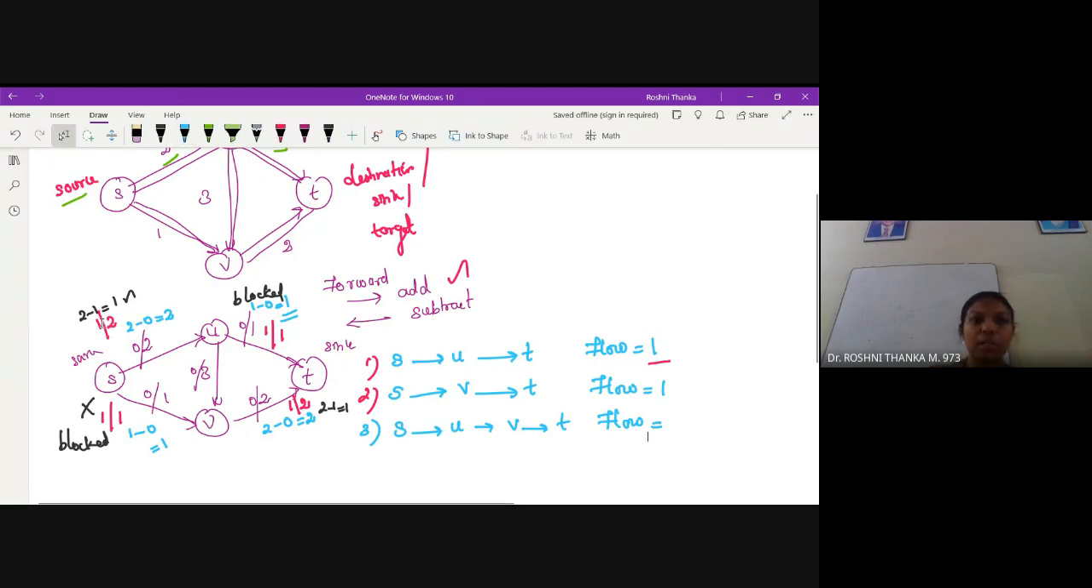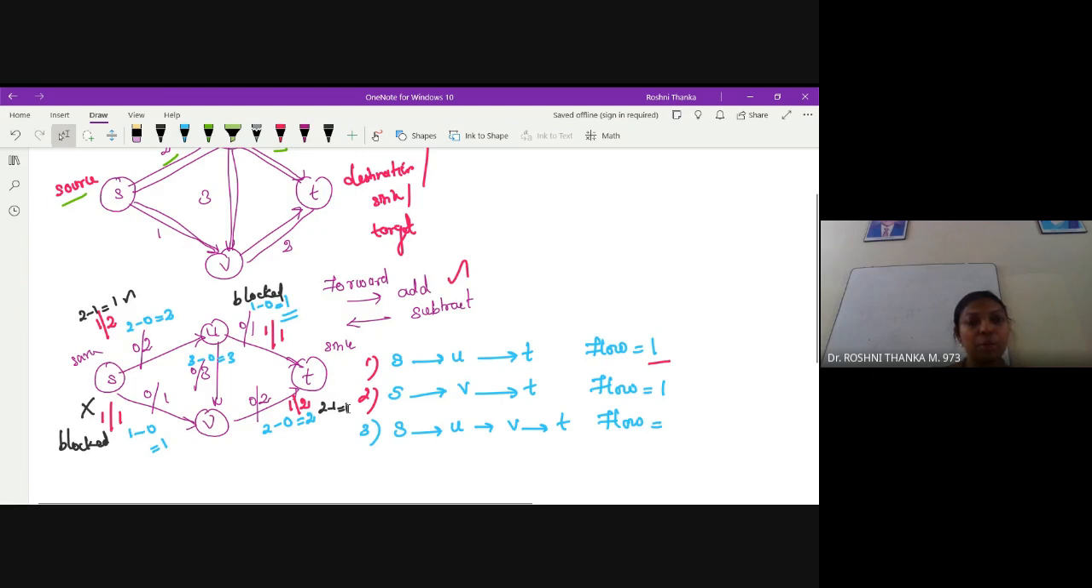Out of 2, 1 is used. So 2 minus 1 is 1. And here also we have to do it, right? Which means 3 minus 0 is 3. So this is the next place. And here again 2 is there. 1 is already used, so 2 minus 1 is 1. So here also we have 1.